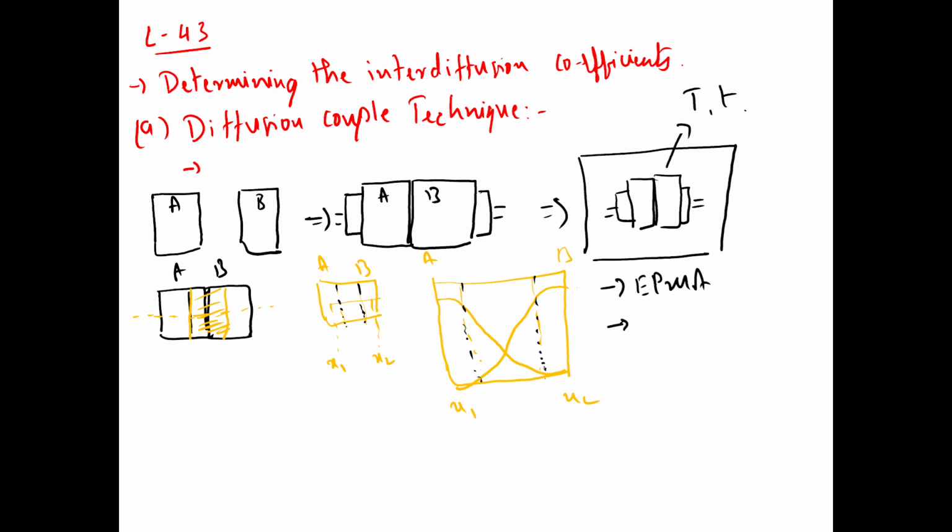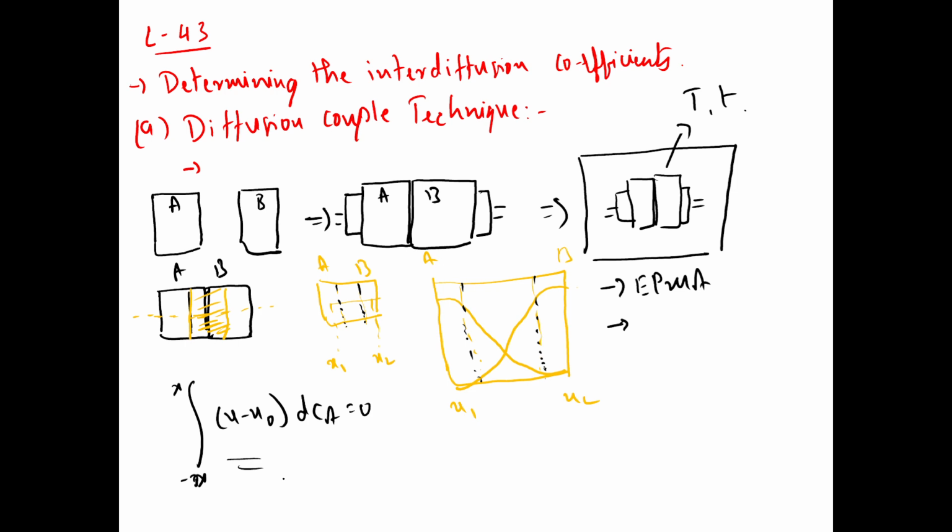So the Boltzmann-Matano method. The derivation is also already given in the video lectures. From there, we will be getting the integral from minus infinity to plus infinity of (x minus x naught) dCA equal to 0. This is the criterion to get the Matano plane.